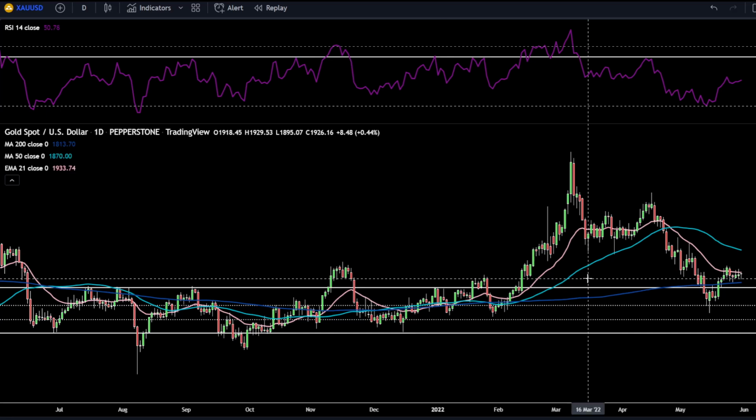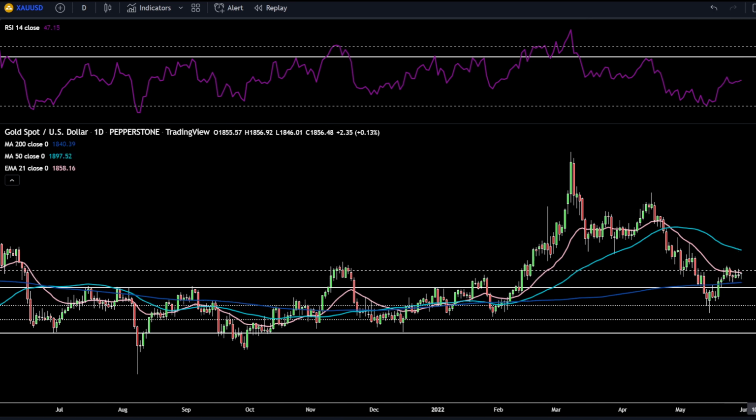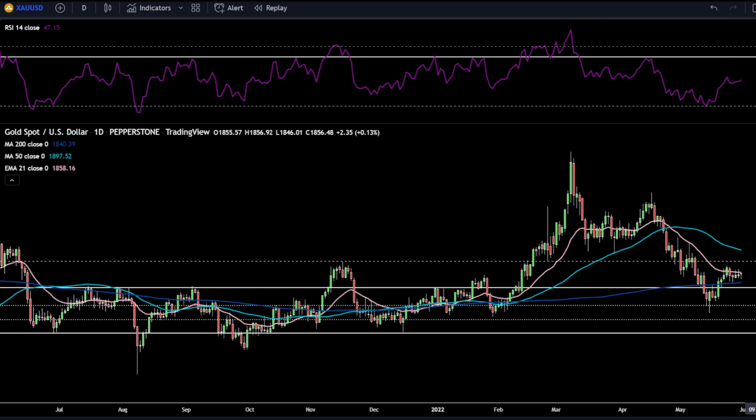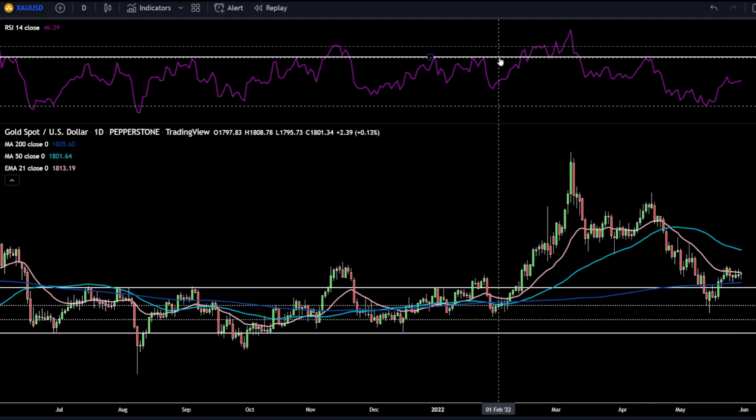Let's take a look at gold. Gold is in this tight little range here, just above its 50-day simple moving average. We're looking for the next catalyst to send it higher. RSI is in a bit of no man's land, so that's one to definitely watch.